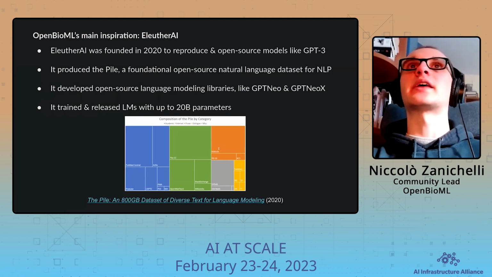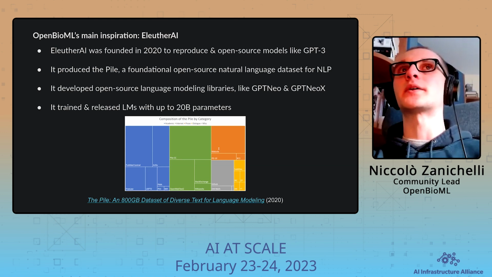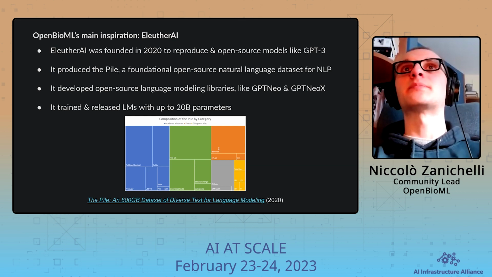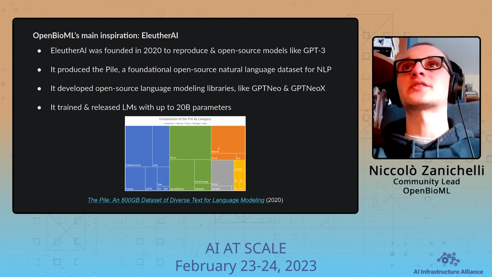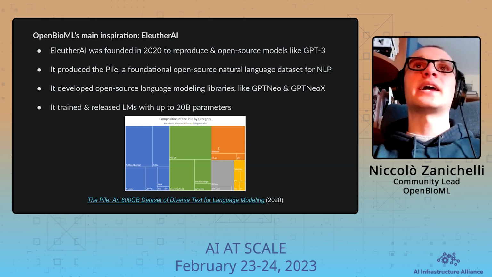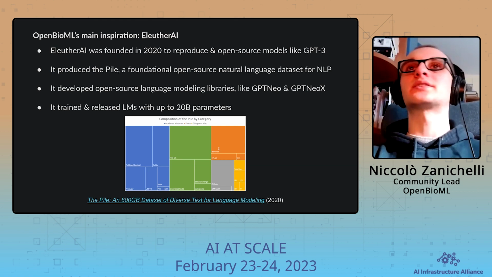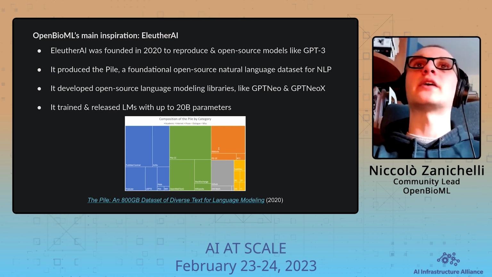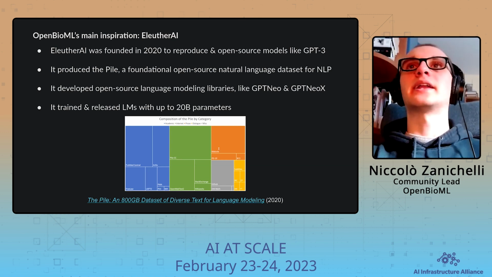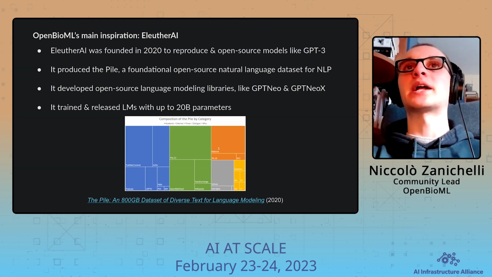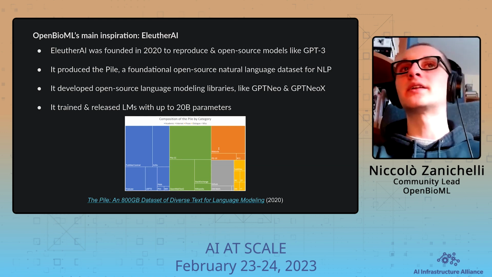OpenBioML's main inspiration is Eleuther.ai, the centralized research community dedicated to open source natural language processing research. Eleuther.ai was founded in 2020 following the publication of GPT-3 in order to open source similar models. Eleuther's results include the Pile, a foundational natural language dataset, and open source language modeling libraries like GPT-Neo and GPT-NeoX. Further, Eleuther.ai leveraged those libraries to train and release language models with up to 20 billion parameters, some of the most capable models available in the wild.